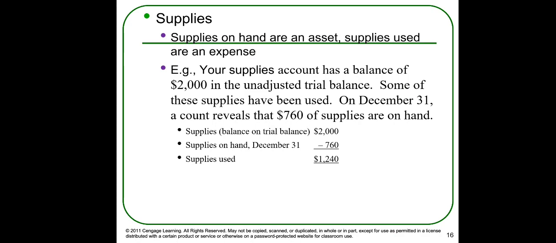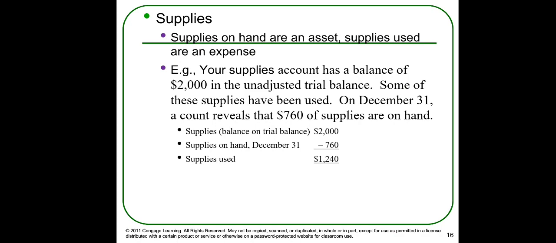Okay, let's see the example that we have here. How to do accounting adjusting entries for supplies. So let's say you have a shop, and then see the second point there. Your supplies account has a balance of 2,000 in the unadjusted trial balance. Some of these supplies have been used. On December 31st, a count reveals that 750 of supplies are on hand.